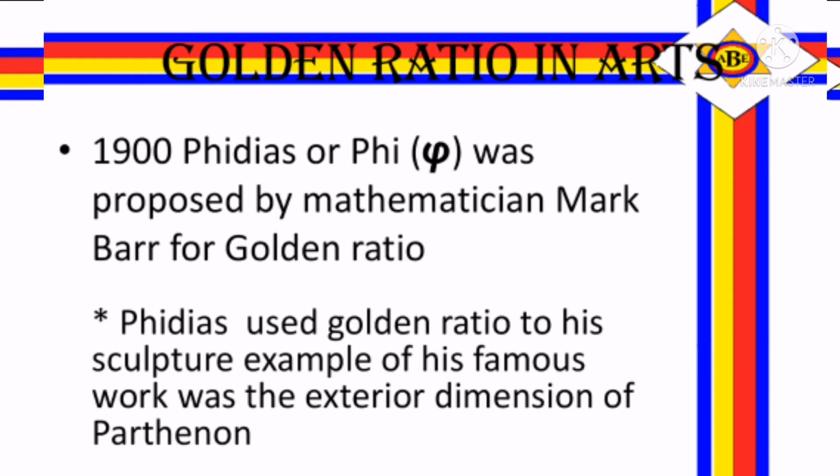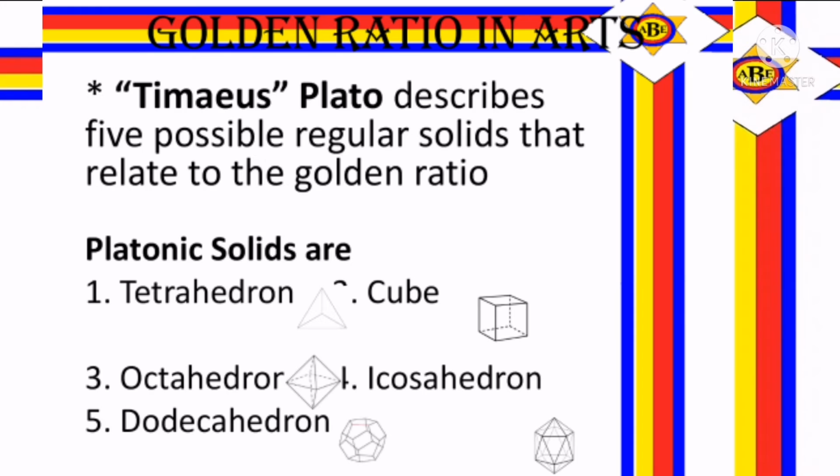Now let's go to the golden ratio in arts. In the 1900s, phi was proposed by mathematician Mark Barr for the golden ratio. Phidias used the golden ratio in his sculpture. An example of his famous work was the exterior dimension of the Parthenon.